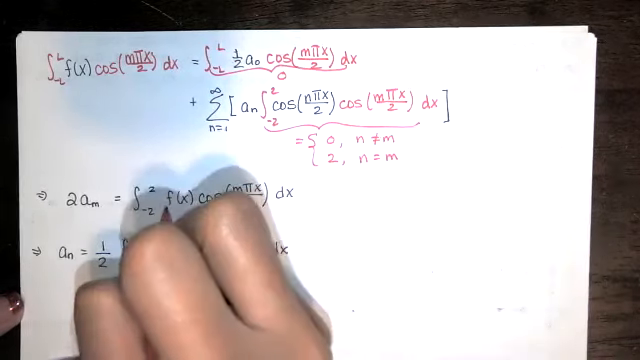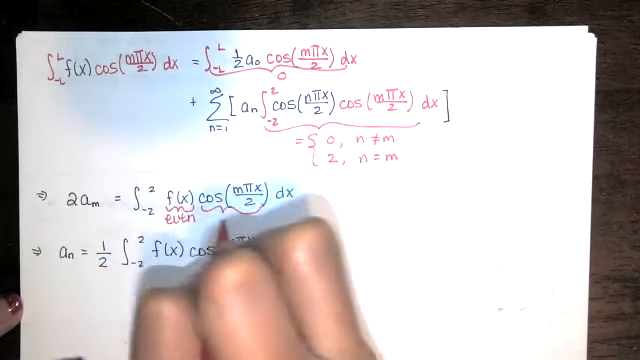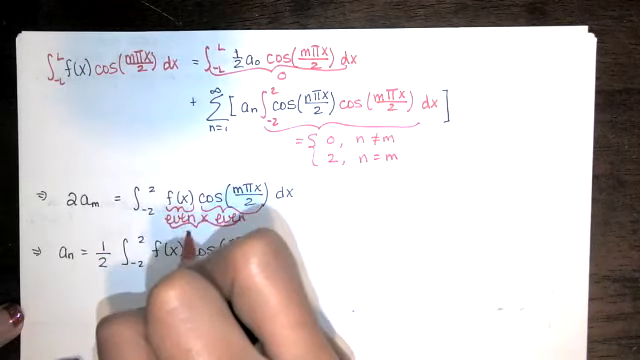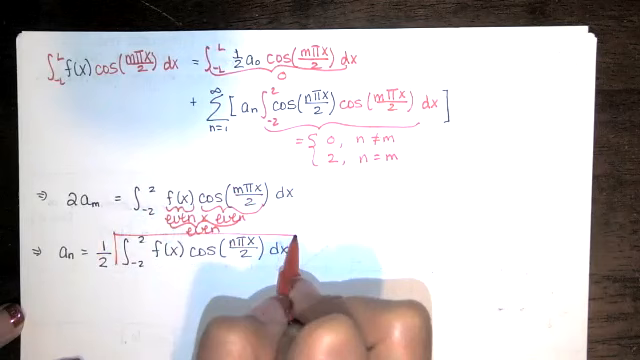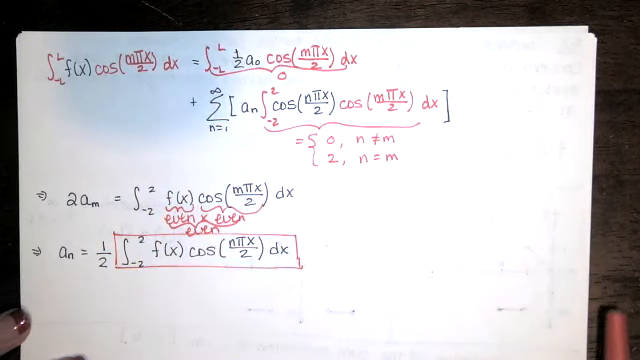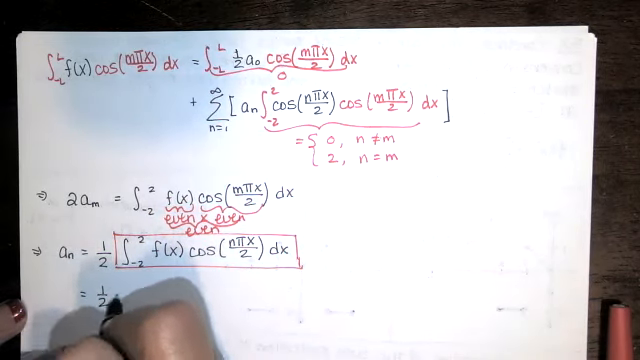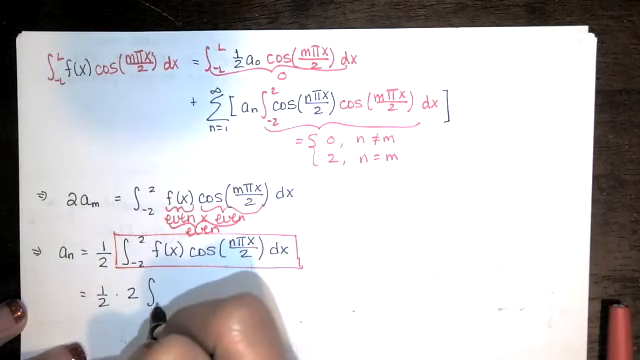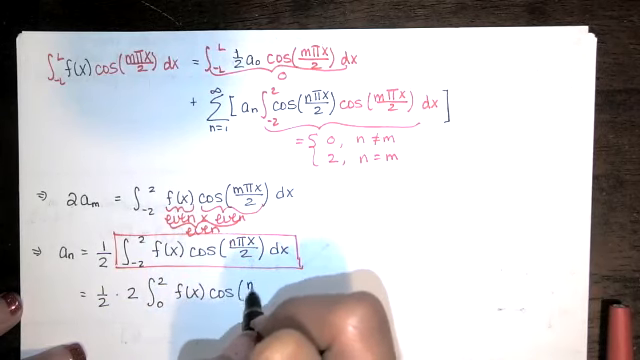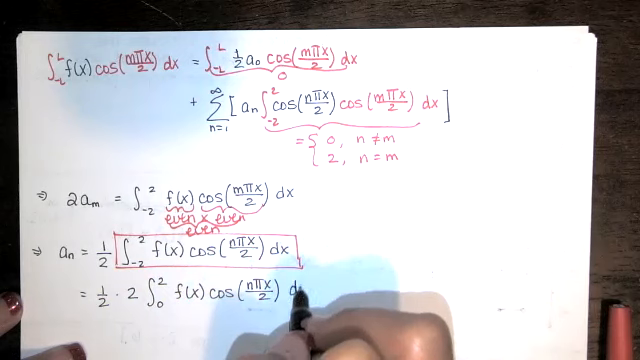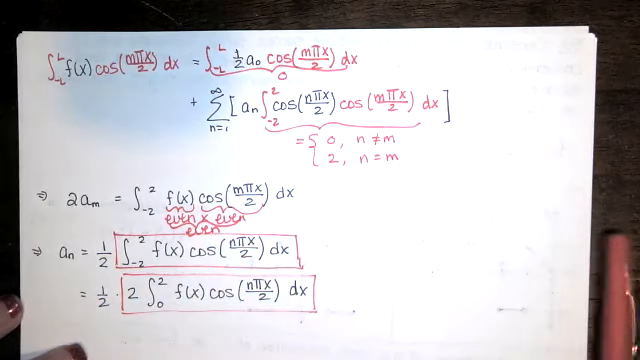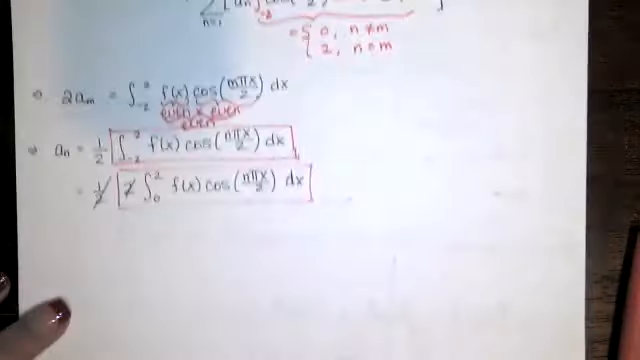Now this is the product of an even function and an even function. An even function times an even function is an even function. And for an even function, this integral on the interval from -a to a is the same as twice the integral from 0 to a, or twice the integral from 0 to 2 in our case. So that integral is equal to that. And of course, when we multiply by the 1/2, the 2 and the 1/2 reduce, and we just have this.